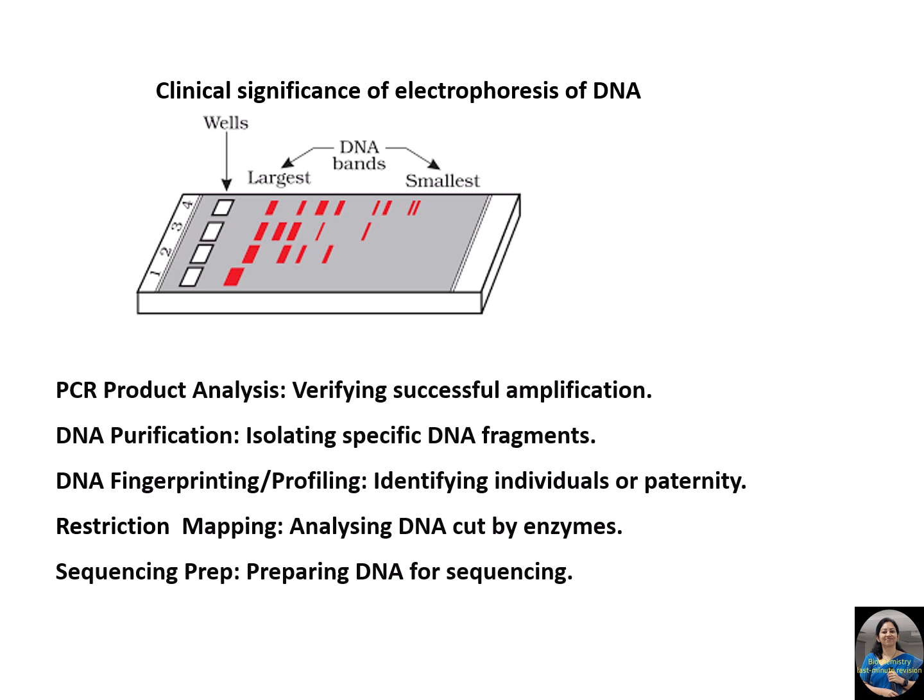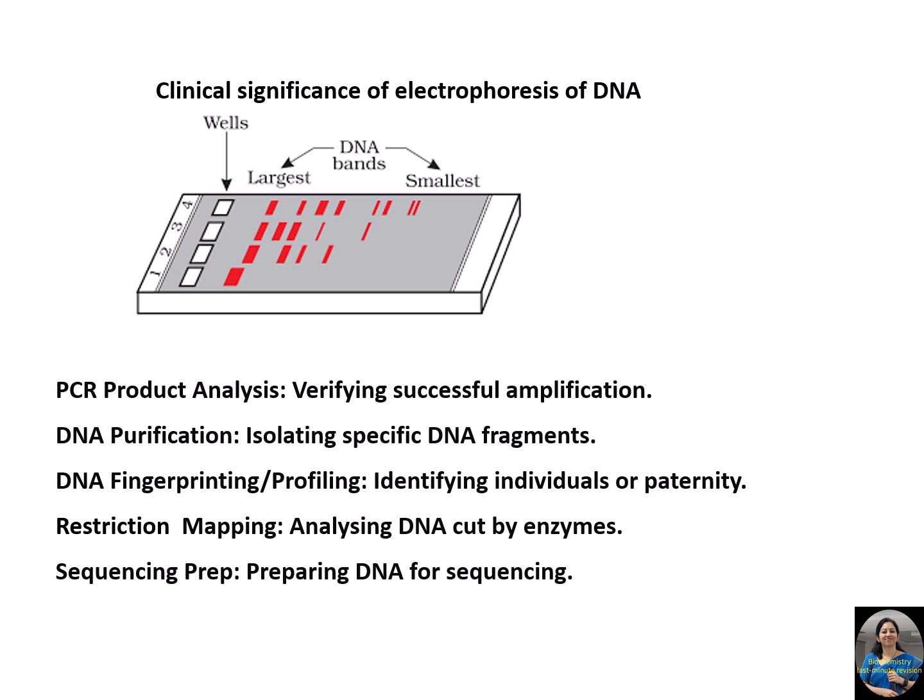So with electrophoresis, even the lipoprotein subfractions can be separated and can be used to identify different types of Fredrickson's hyperlipidemias. Electrophoresis of nucleic acid can also be done, and it has a wide variety of clinical applications. It is used along with PCR to identify successful amplification. Electrophoresis of DNA is used in DNA purification for isolation of specific DNA fragments. It is used in DNA fingerprinting to identify individuals in medicolegal cases.